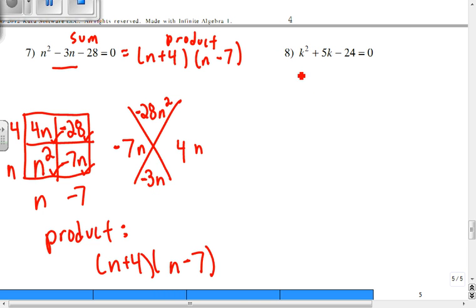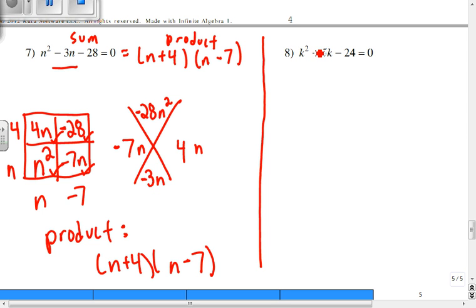All right, and then number 8. I saw a few people a little confused on number 8. So, make sure you're not pulling out a GCF if it doesn't have one. This is just k squared. There's no coefficient other than 1 on k. You can't pull anything out here.